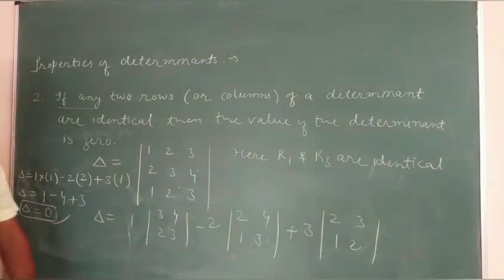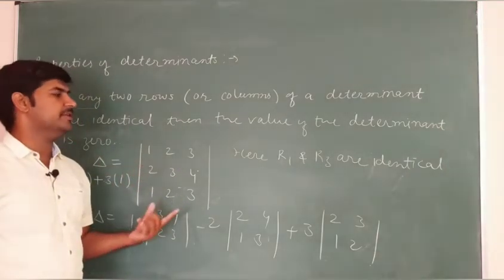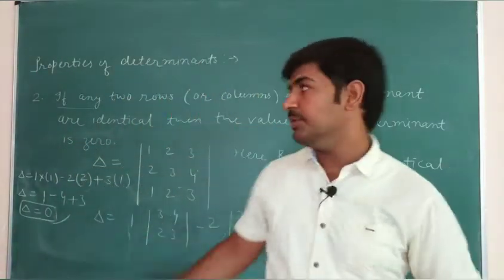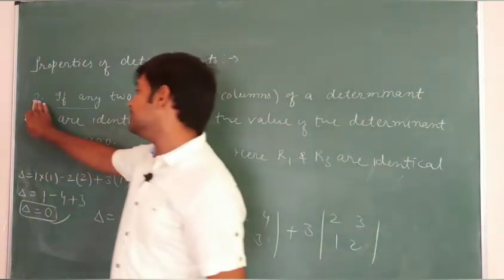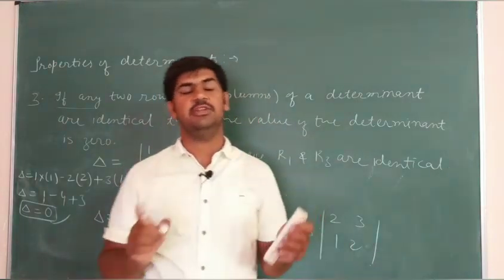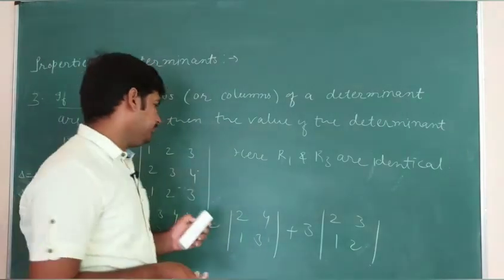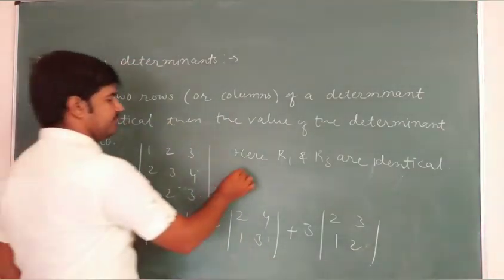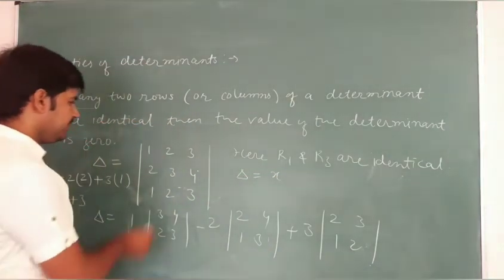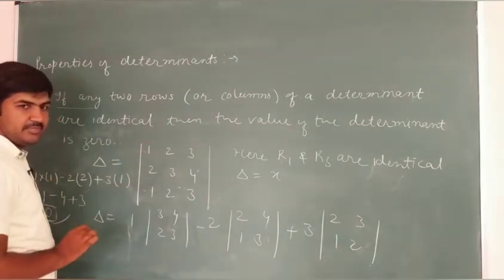Why did we get the value of this determinant equal to 0? Because the first and third rows of this determinant are identical. Therefore the value of this determinant will surely be 0, because the third property of determinants says if any two rows or columns of a determinant are identical, the value of the determinant is surely 0. So I am sure you understood the third property of determinants as well. If you want to prove it, you can also say when we have del equal to some value, suppose x, and now if I interchange R1 and R3, then there will be no change in the determinant. Are you understanding?